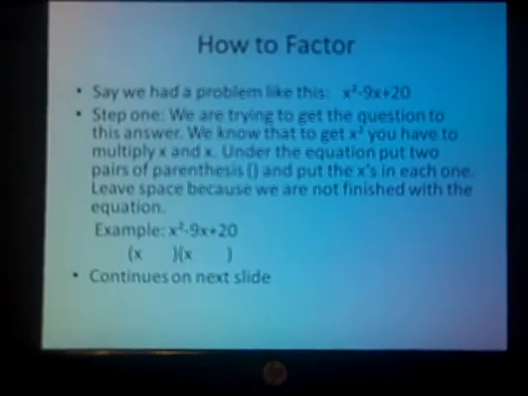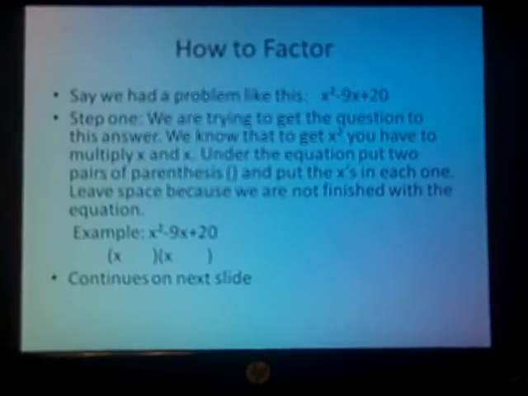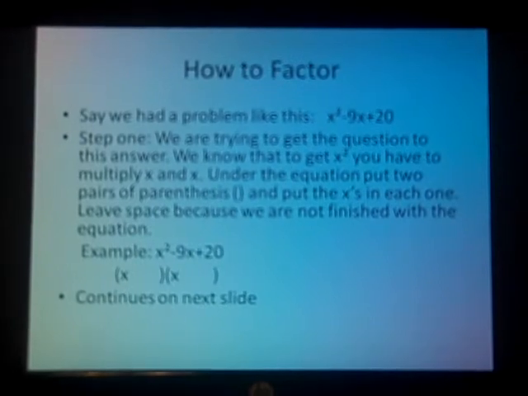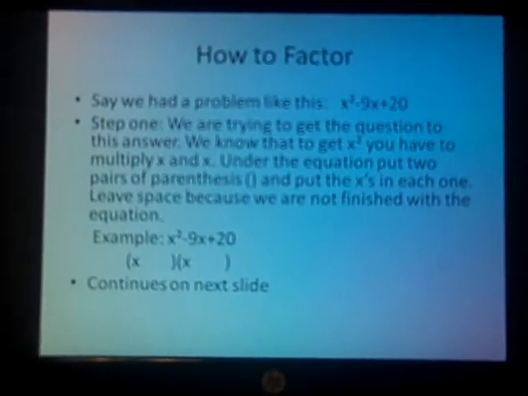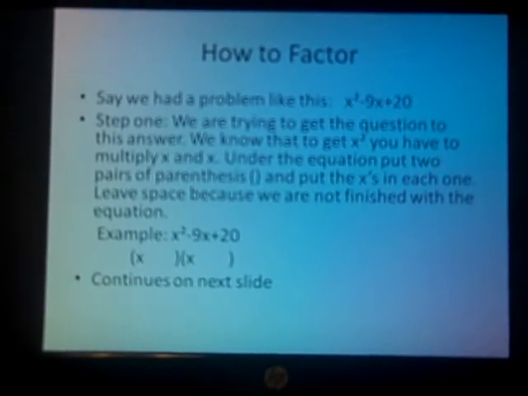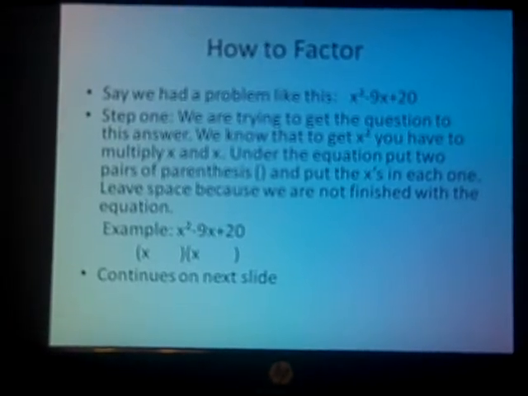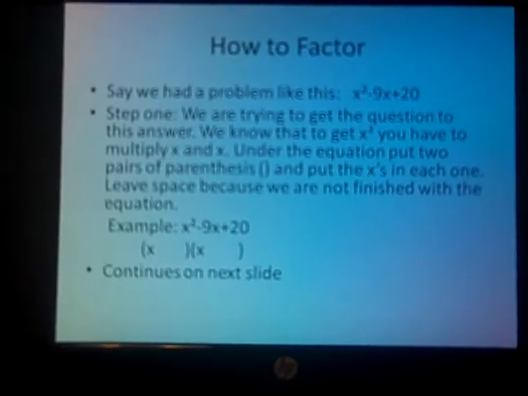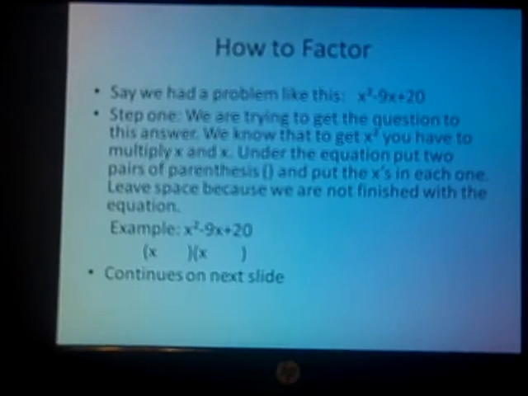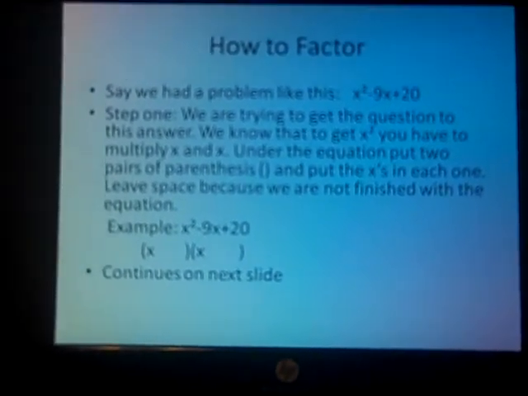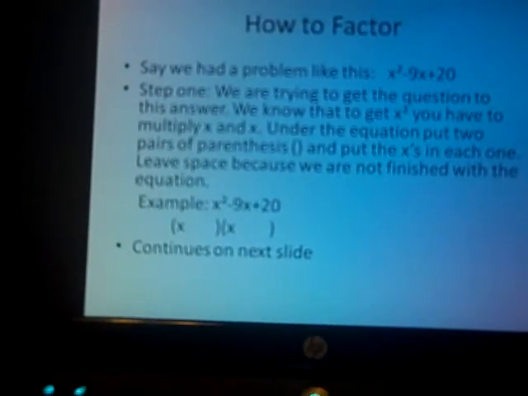How to factor, continued. Say we had a problem like x squared minus 9x plus 20. The first step would be we are trying to get the equation to this answer. We know that x squared, you have to multiply x and x. Under the equation, put two pairs of parentheses like this and put the x's in each one. Leave space because we are not finished with the equation.